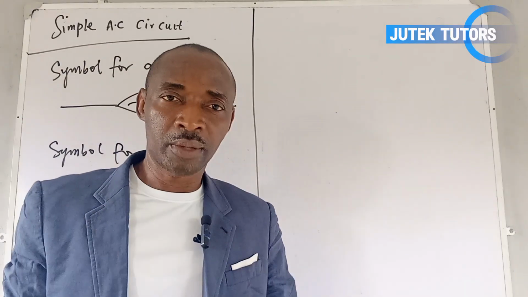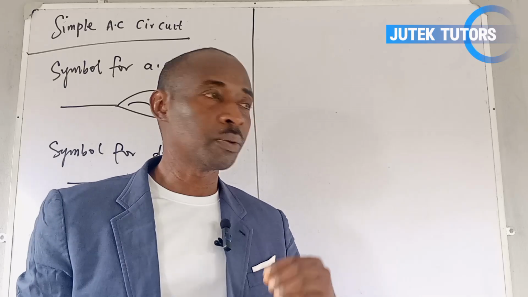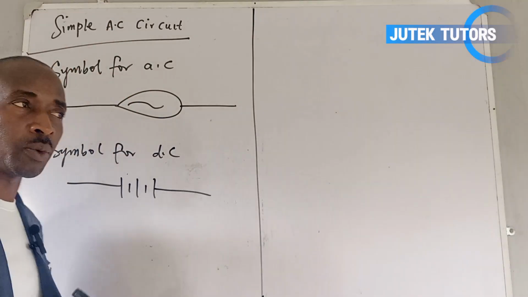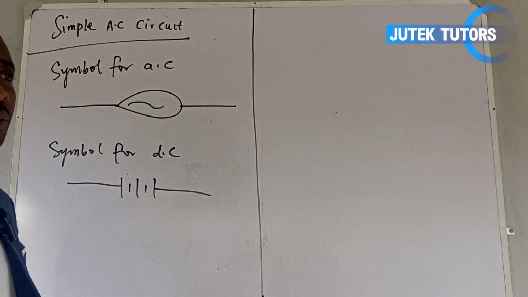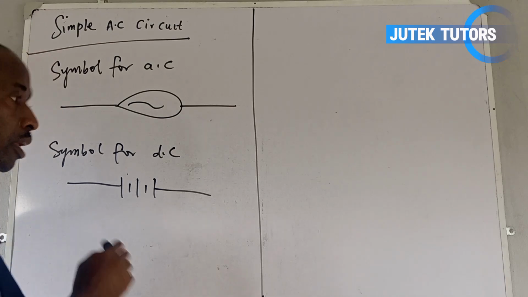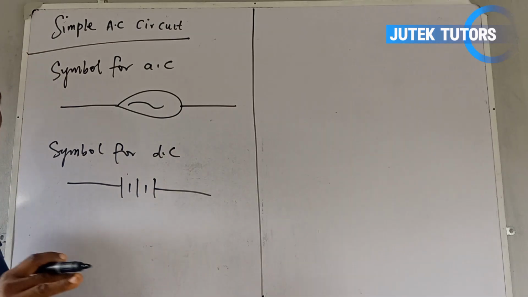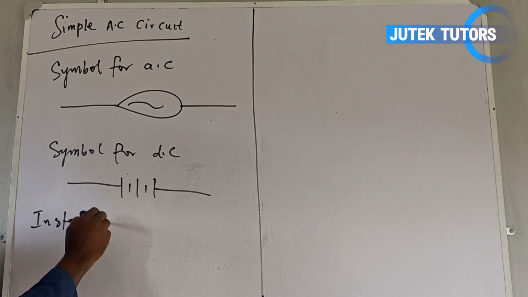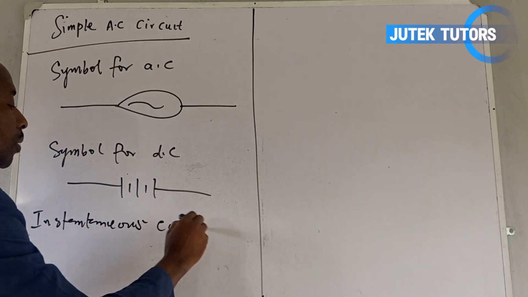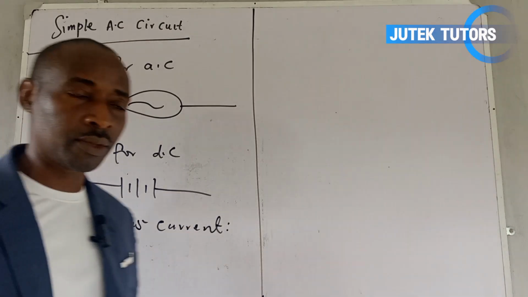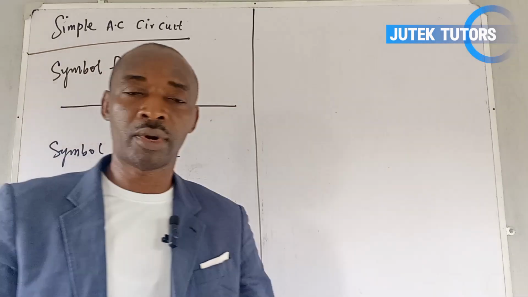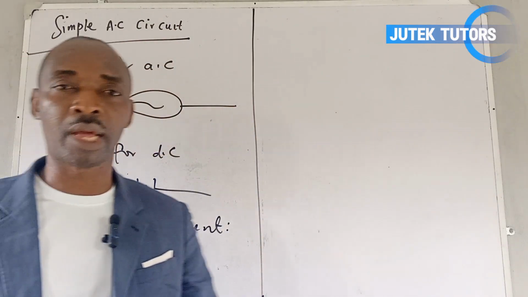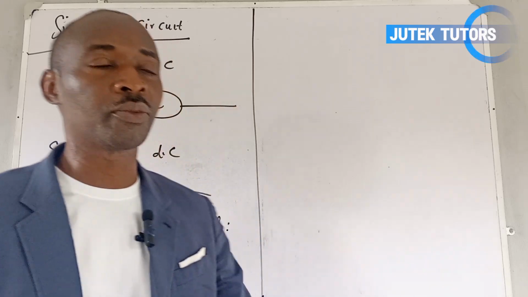So let's look into what we call AC current terminologies. One of the terms we use in describing the AC current is what is called the instantaneous current. What is instantaneous current? We say instantaneous current is the current at a particular instant, the current at a particular instance or time.